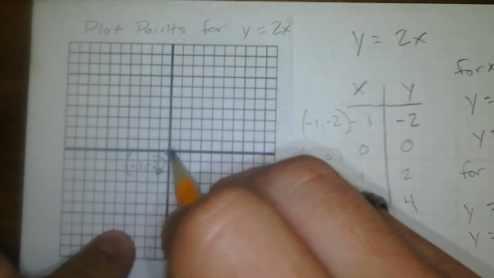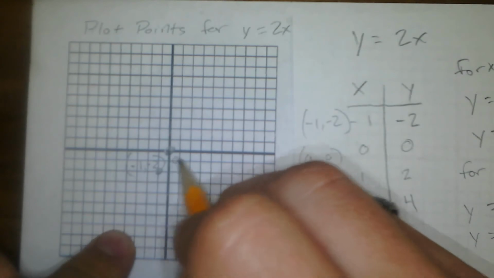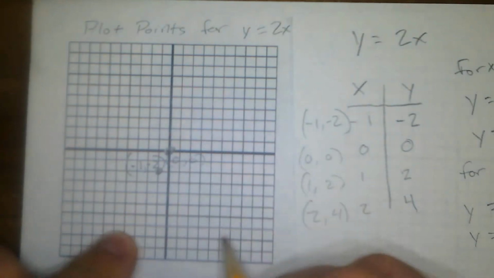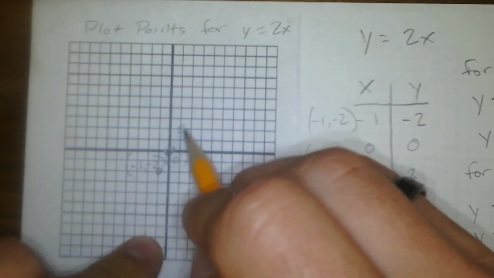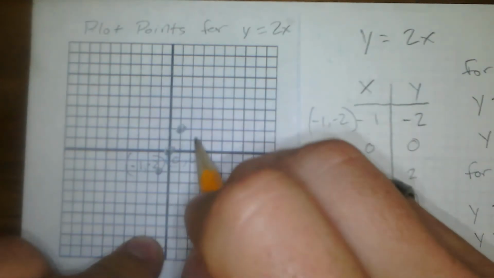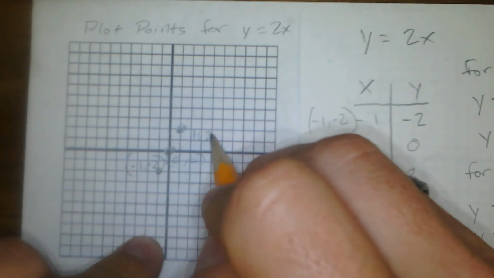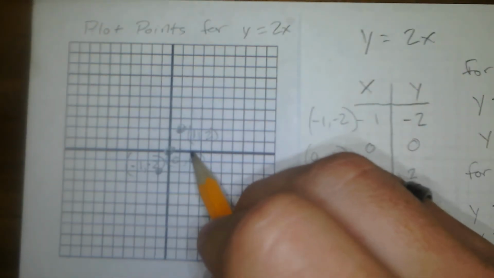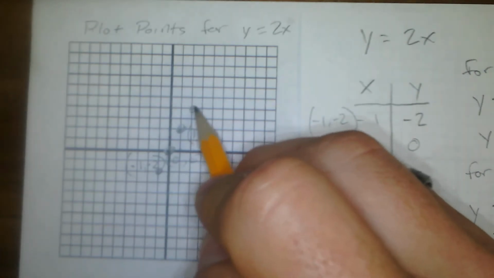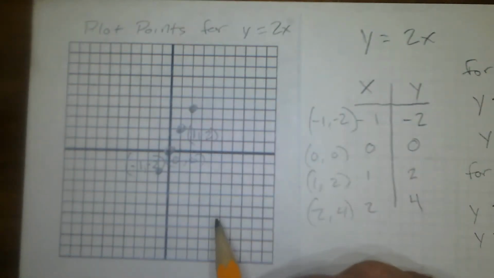Next point is 0, 0, which is the origin. Next point is 1, 2, so I go right 1, up 2. And that's 1, 2. And the next point is 2, 4, so right 1, 2, up 1, 2, 3, 4.